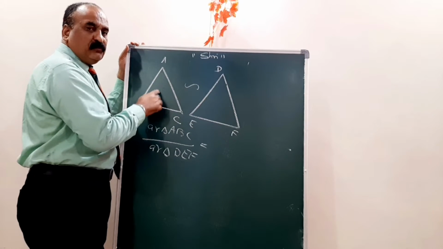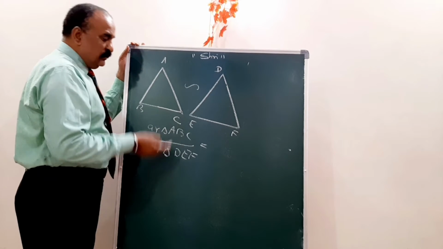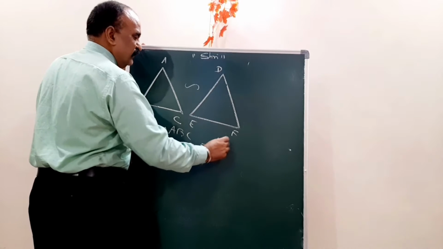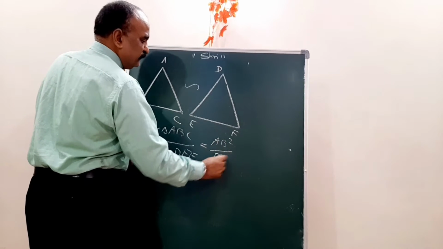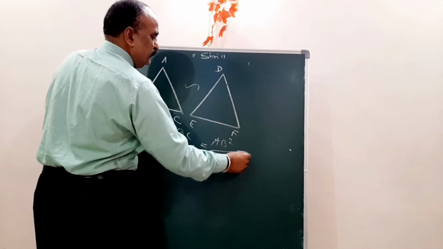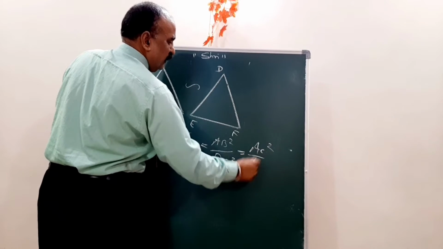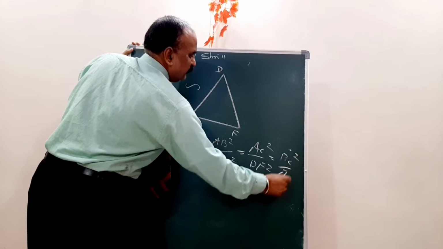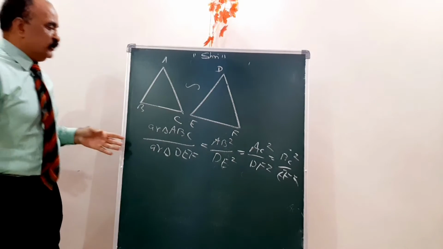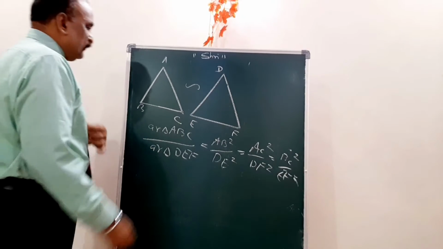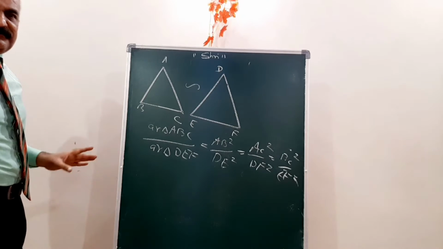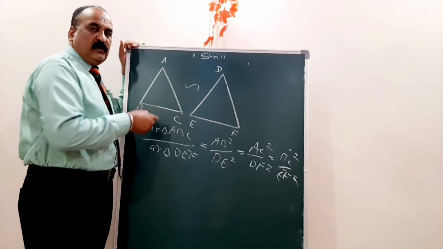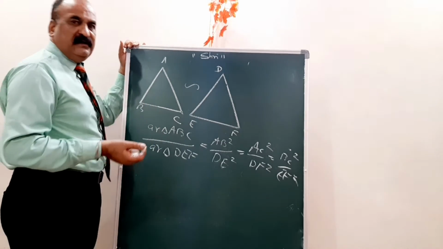The ratio of the area of two similar triangles is equal to the ratio of the square of their corresponding sides. It means AB square upon DE square is equal to AC square upon DF square is equal to BC square upon EF square. It means the ratio of the area of two similar triangles is equal to the ratio of the square of their corresponding sides. Generally, till last year, the proof of this theorem was very important. Generally, it was asked in the question paper.